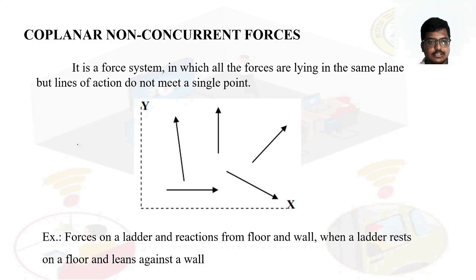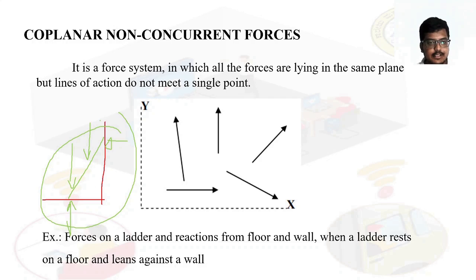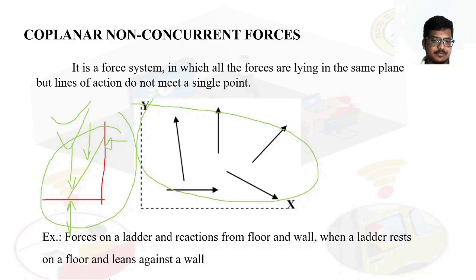The forces on a ladder and reactions from the floor. So when a ladder is there, I'll take this as a ladder. On this ladder forces will exist, correct? But due to these forces, reactions will also generate, correct? Here reactions will also generate. So in the same plane we can see the different types of reactions and also the forces on the ladder which leans against a wall like this. You can take this example for understanding. In engineering we have to give this type of examples, right?